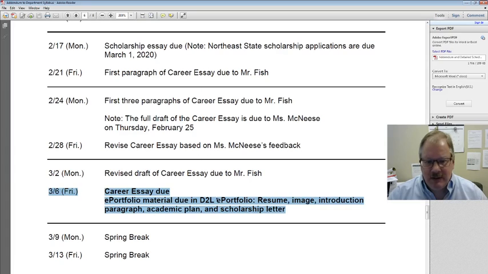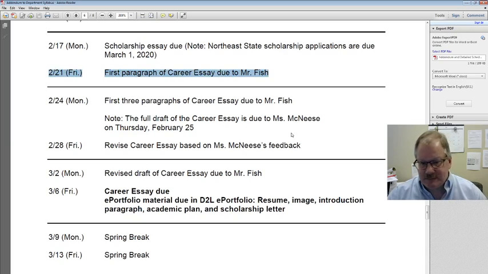So kind of a longer one. Again, that's why all we're doing for Friday is just that first paragraph. Then after that, I'm going to be working on the draft, getting that to Ms. McNeese. Then you're going to give it to me one more time so I can check the MLA formatting and all that good stuff. Make sure you're on track there. So got about 3 weeks on this. It's going to go quickly.